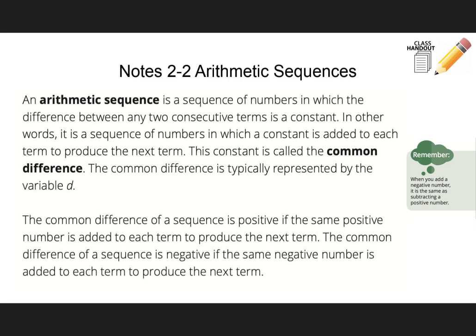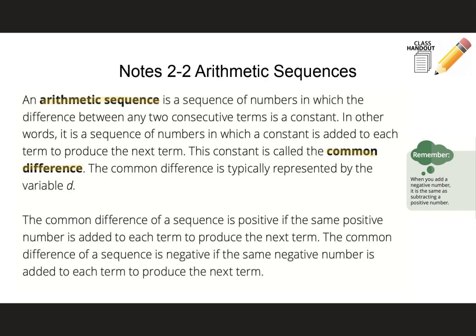So an arithmetic sequence is a sequence of numbers in which the difference between any two consecutive terms is a constant. In other words, it is a sequence of numbers in which a constant is added to each term to produce the next term. This constant is called the common difference. The common difference is typically represented by the variable d.